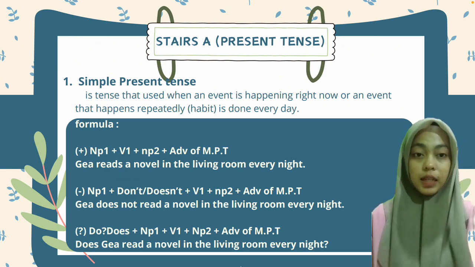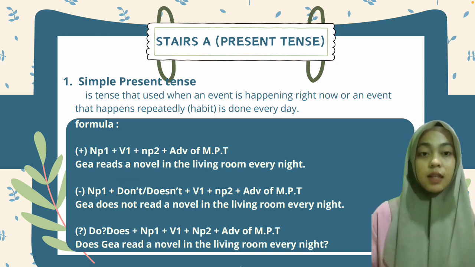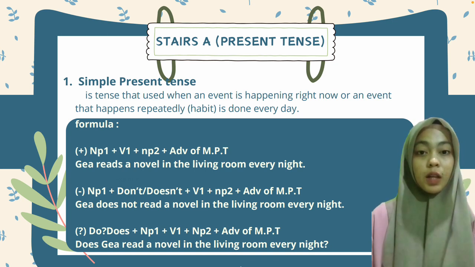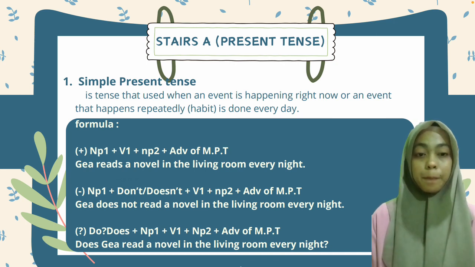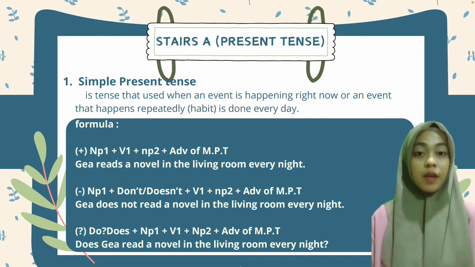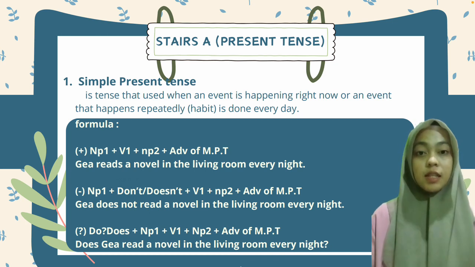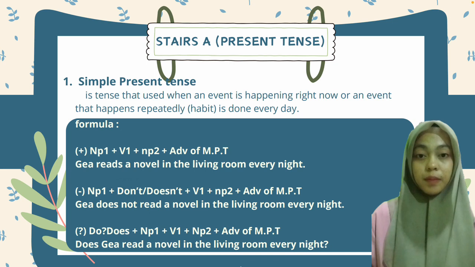So for the negative, we just add don't or doesn't, like Gea doesn't read a novel in the living room every night. And for the interrogative, we use does or do at the beginning of the sentence, like does Gea read a novel in the living room every night? So the formula is does or do plus noun phrase 1 plus verb 1 and plus the noun phrase 2 or object and adverb of NPT.